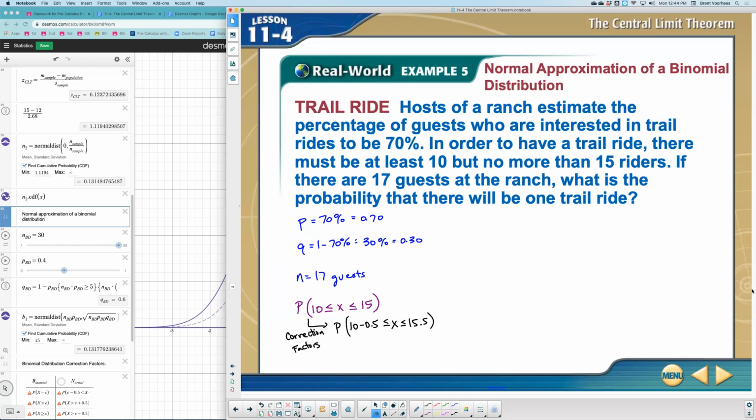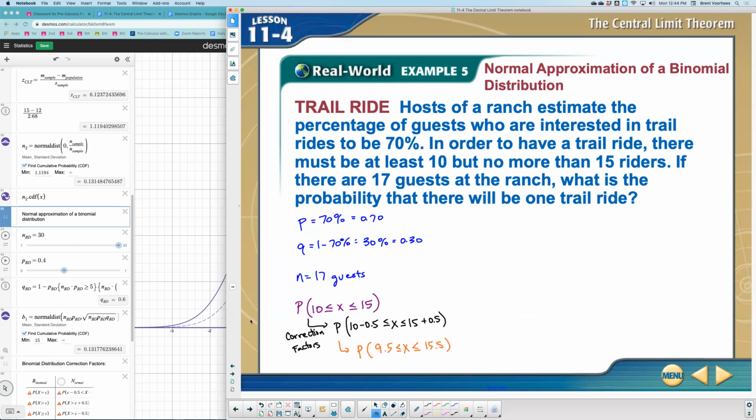When I solve this, we're going to be looking for the probability that the random variable x is between 9.5 and 15.5. That is, 9.5 is less than or equal to x, which is less than or equal to 15.5. I realized I meant to put the correction factor, which is plus or minus 0.5. Okay, so there are my correction factors. That's the probability I'm looking for.